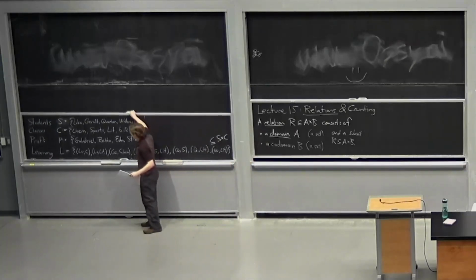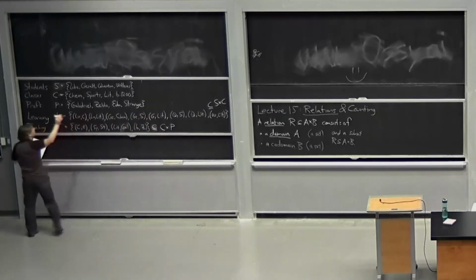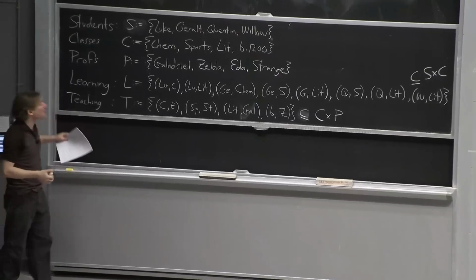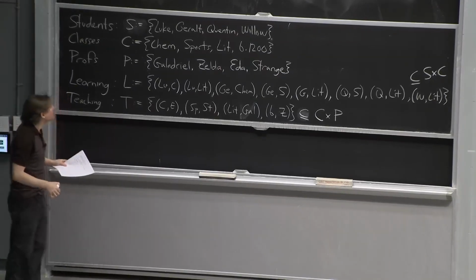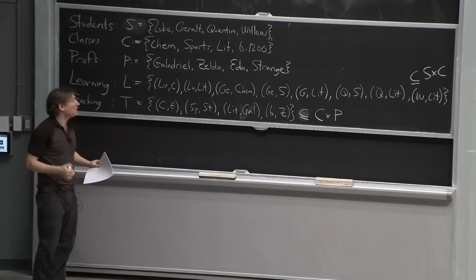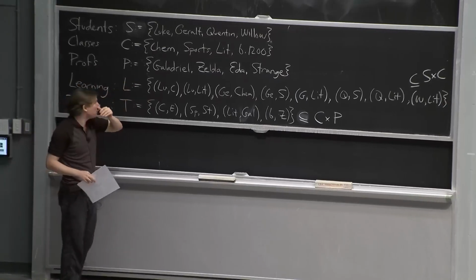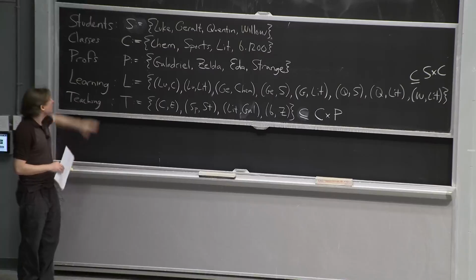Here we go. So imagine we have these three sets. We have the set of students that are Luke, Geralt, Quentin, and Willow. And we have some classes that these magic students might take in a magic school, I guess. Chemistry, sports, literature, and 61200. Totally makes sense. And we have some magic profs. We have Galadriel, Zelda, Ada, and Dr. Strange. So we have some sets.